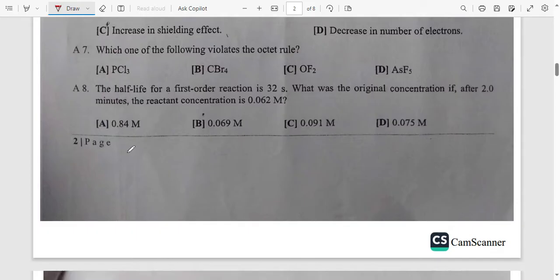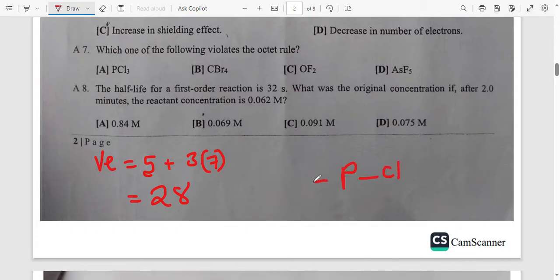What you are interested in is looking at the valence electrons. Valence electrons are electrons in the outermost shell. Phosphorus is in group 5, so it has 5 electrons in the outermost shell. You have 3 chlorines, each in group 7, with 7 electrons in the outermost shell. 3 times 7 is 21, 21 plus 5 is 28. So when I want to draw the Lewis structure for phosphorus trichloride, I'm going to write phosphorus with the 3 chlorines around.